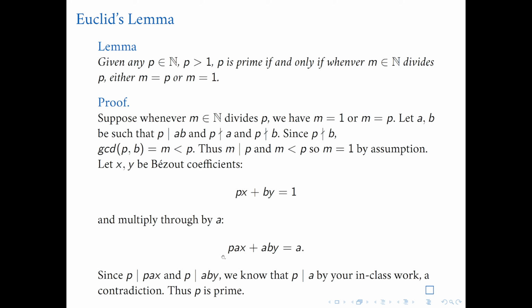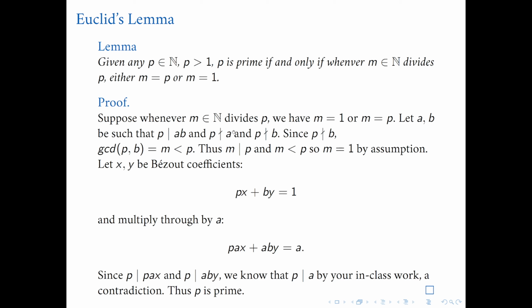And let me notice something. P divides this first term, and P divides the second term in the sum. We proved in class, or you all proved in class, that when P divides two terms of a sum of an expression like this, P has to divide the remaining one. So we deduce that P divides A from this, which contradicts P does not divide A. So this couldn't have happened, so P is prime.